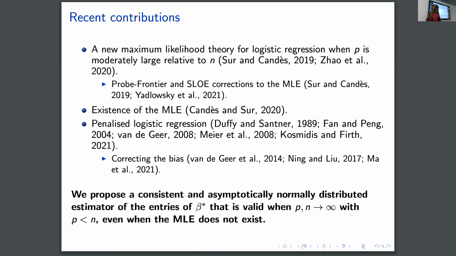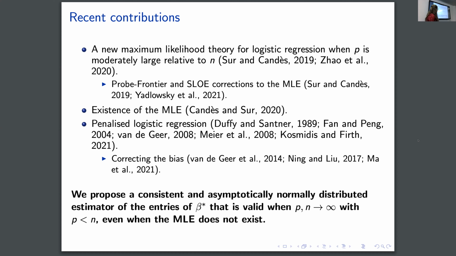So along slightly different lines, Candès and Sur also looked at characterizing when the MLE exists. And they did this by expressing whether or not the MLE exists with high probability in terms of a signal strength and also in terms of the relative dimension P over N. So P was the number of covariates, N is the number of observations. And what they showed is that as P grows relative to N, it becomes more unlikely that the MLE exists.